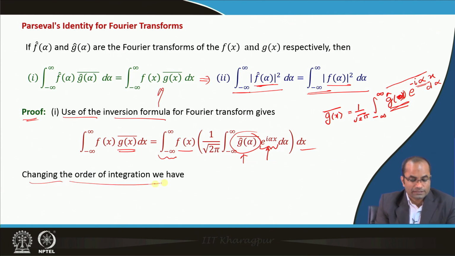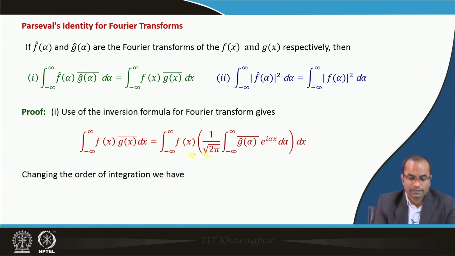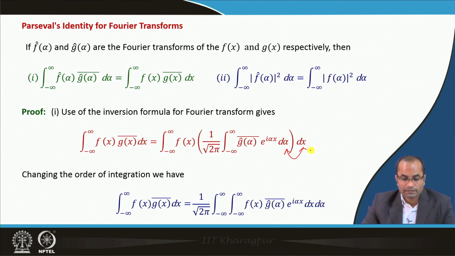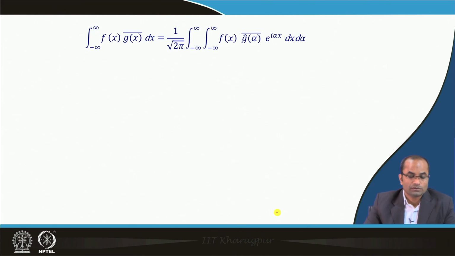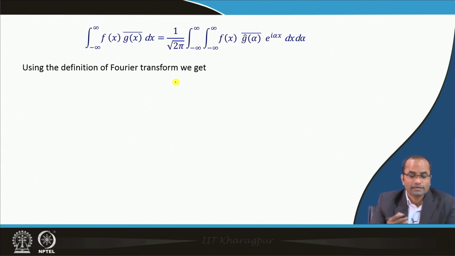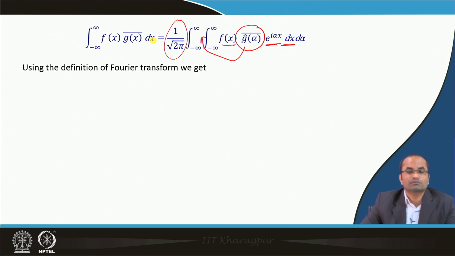So, we change the order of integration. Now, that is a trick again. Instead of d alpha dx, we make it dx d alpha. So we have dx d alpha there, e power i alpha x, and f(x), and this g hat alpha conjugate can now go out of the inner integral. We can use the definition of the Fourier transform, because the inner integral is over f(x) e power i alpha x dx with 1 over square root 2 pi; that is the definition of the Fourier transform.